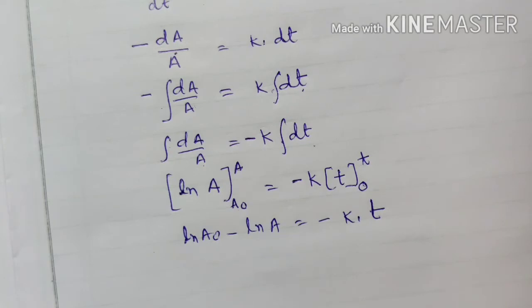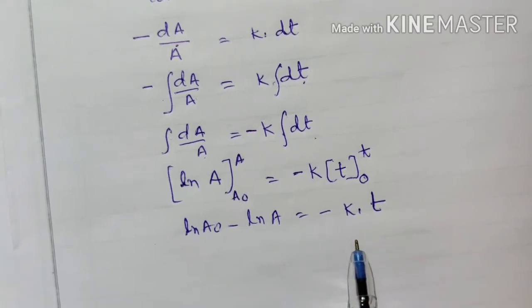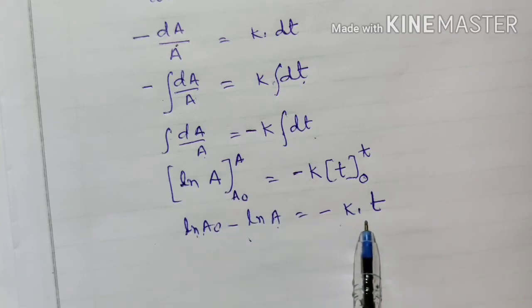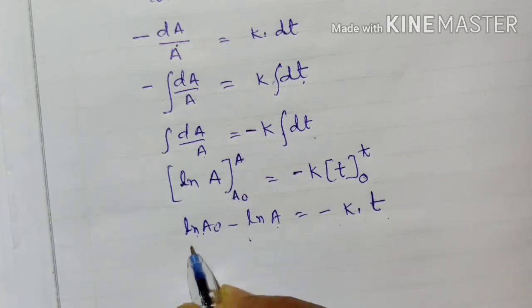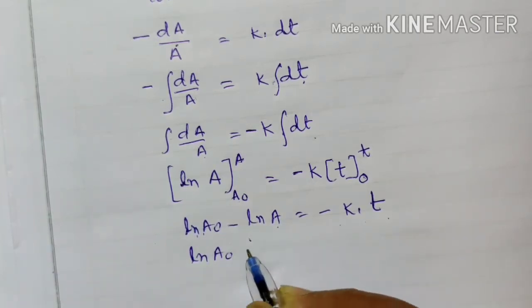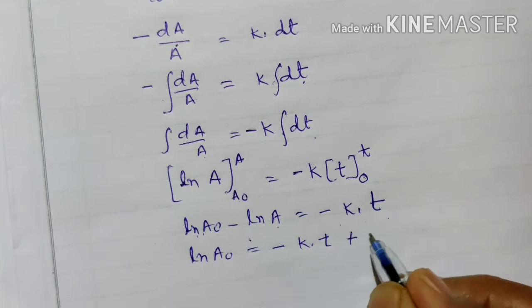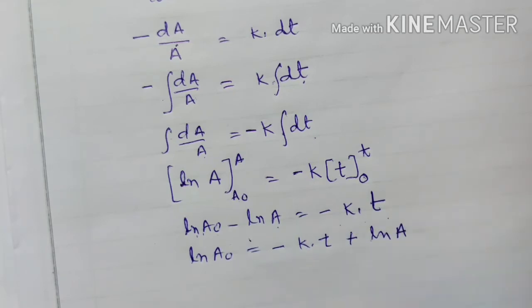So when you integrate this equation, you will be having the value ln a0 minus ln a is equal to k into t. So this is the differential equation for the first order reaction. So ln a is natural logarithm, ln a0 minus ln a is equal to minus kt. Now we can represent this as ln a0 is equal to minus k into t plus ln a. We can represent it in this form also.